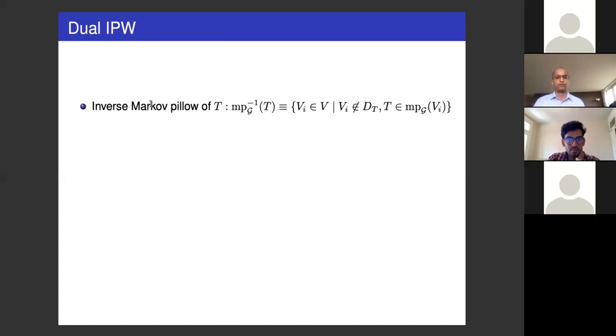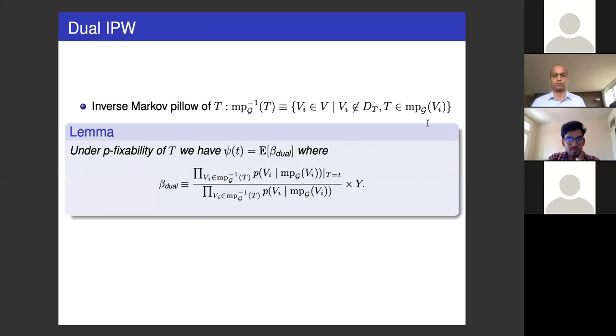So if I were to define this set, the inverse Markov pillow of T, the inverse Markov pillow of the treatment is all vertices on the graph that are not in the district of T, but have the treatment in their Markov pillow. Okay, so this is already kind of promising because you're starting to use stuff that's not in the district of T. The primal IPW was all about stuff in the district of T.